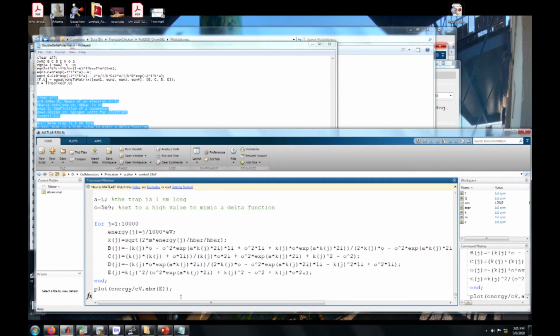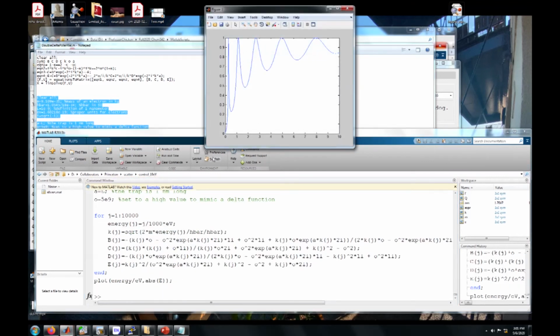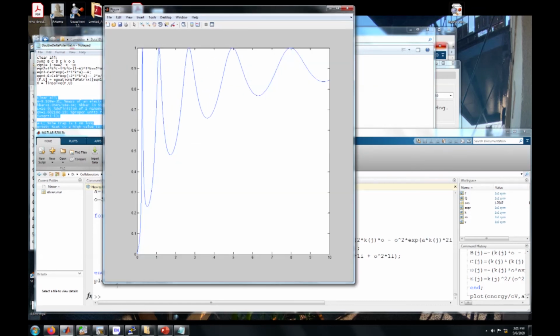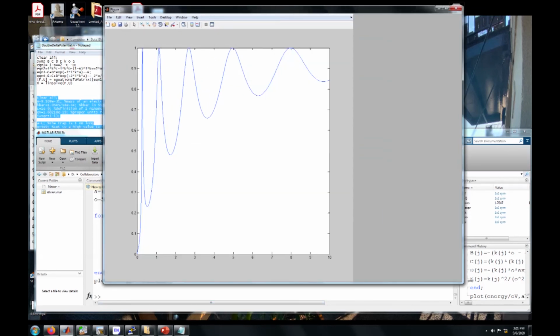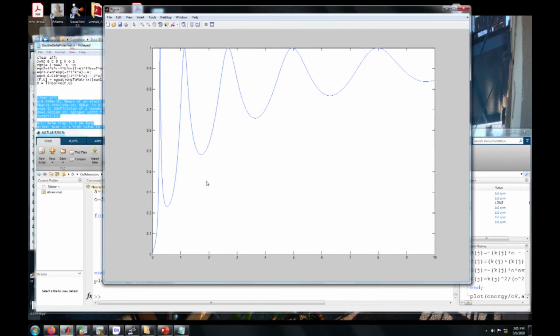And there we go. All right, now the x-axis is in units of electron volts, and I defined omega in such a way that you could see these resonances. And here's what I was talking about. Here are those resonances I was telling you about, where at certain energies the electron will pass through this barrier with 100% certainty.